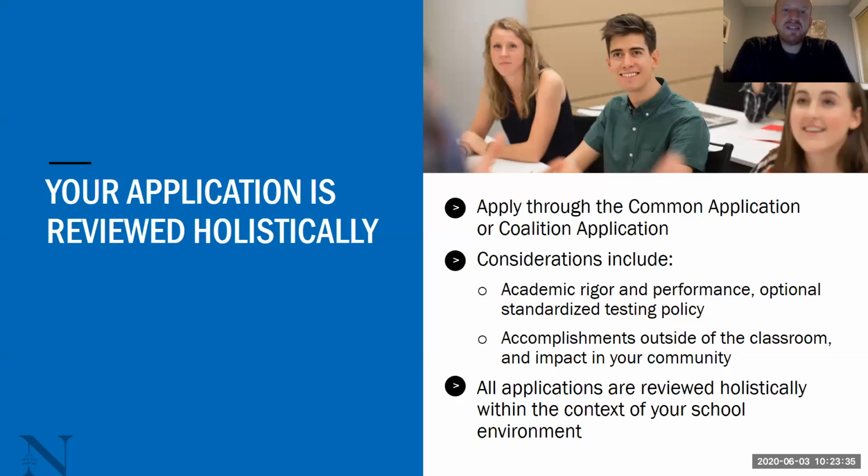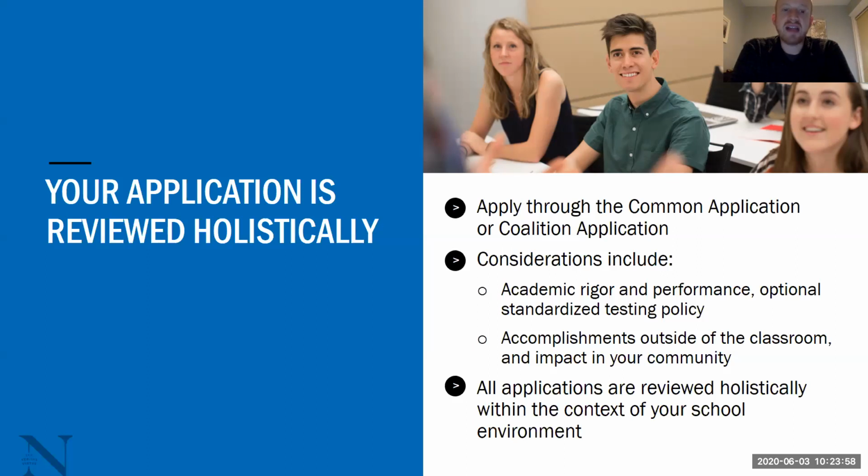So when applying to Northeastern and a lot of universities in the United States, we accept something called the Common Application or the Coalition Application. These are two general applications that you can use to apply to multiple schools with the click of one button. So essentially, when we're evaluating your application, we're looking at two main components.